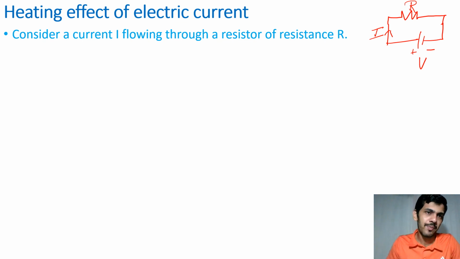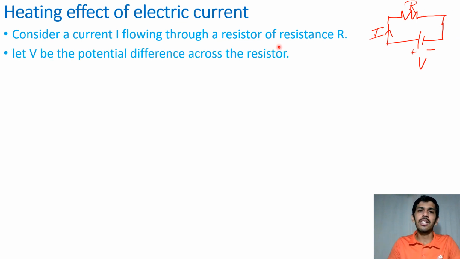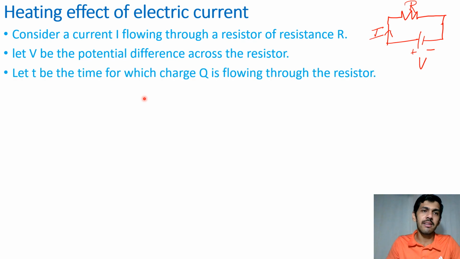Consider a current I flowing through the circuit. See, this is the current I flowing through this particular circuit. Now, through a circuit of resistance R, let V be the potential difference, the voltage of the battery, which is connected across the resistor.